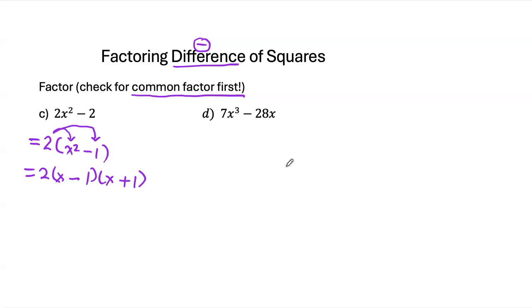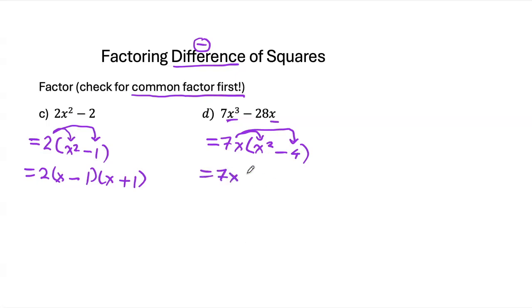Okay, let's continue. Looking at the two terms, I see that 7 and 28 are both divisible by 7. But there's something else too. Both terms have an x. So I'm going to common factor an x. Okay, 7x times what gives you 7x to the 3? 7x times x squared would do that. And then 7x times what gives you negative 28x? I have an x already, so I just need to multiply 7 by negative 4 to make it negative 28. So there is the first part of the question, looking for a common factor.